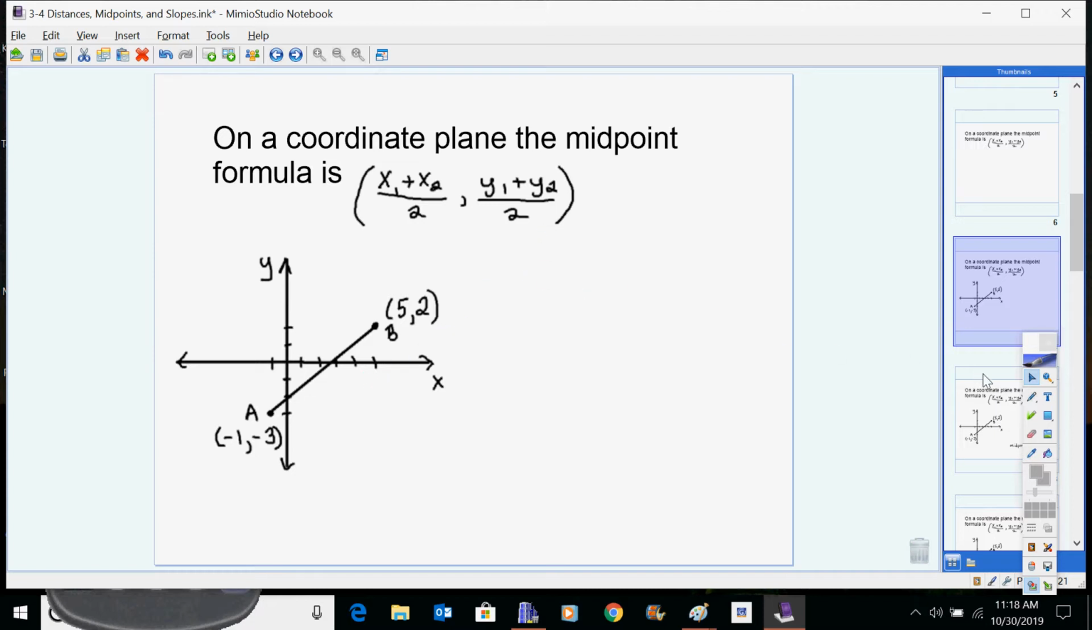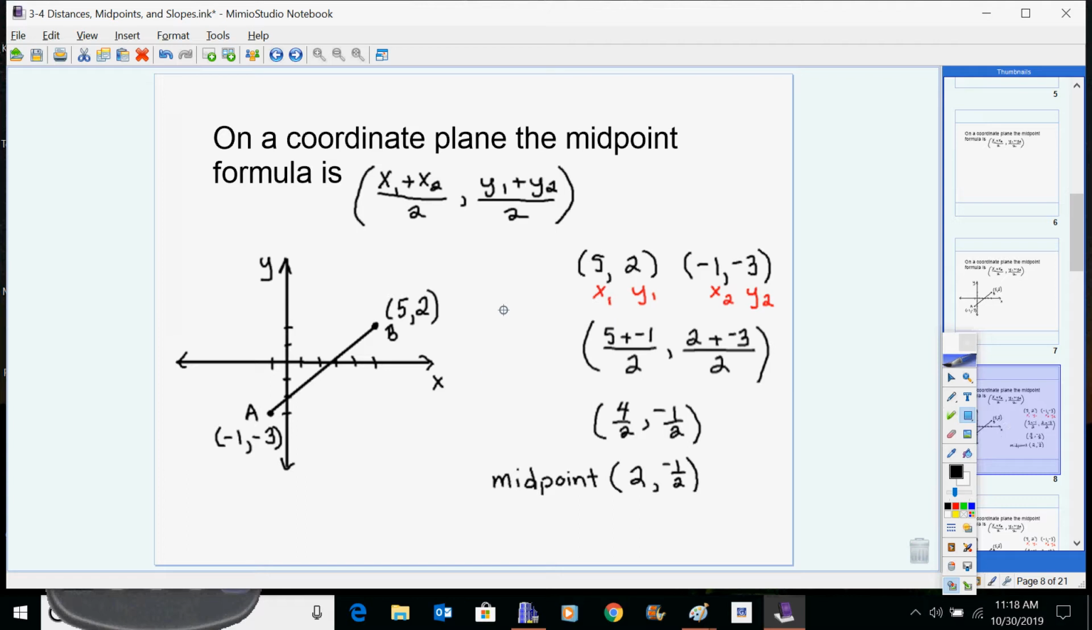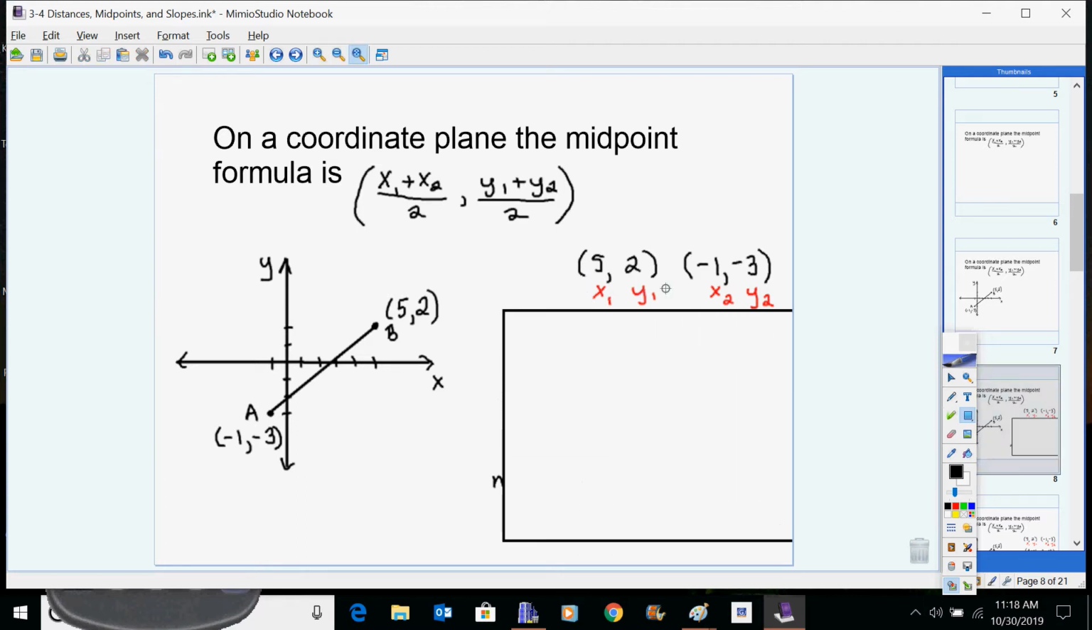So we'll do the same process. You've got x1, y1, x2, y2, and that will be your first step. Just like when you're finding slope, just like when you're finding the distance, you have to identify your 1s and 2s. You always have an x and a y together with the same subscript, x1, y1, x2, y2, and then you'll plug it in.